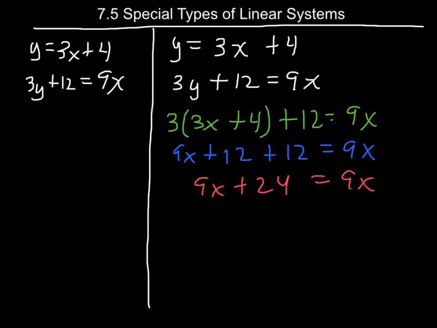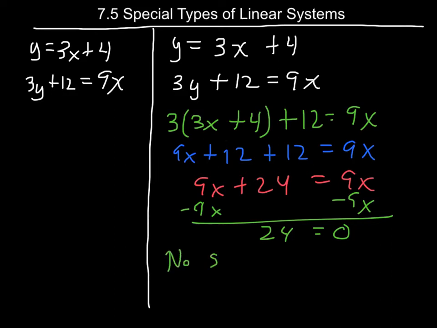And then my last step is to subtract 9x from both sides. And I get 24 is equal to 0. Of course, 24 is not equal to 0. That doesn't make sense. So that means that for this problem, there's no solution. What that means is that these two lines never cross. This line here will never intersect this line here.